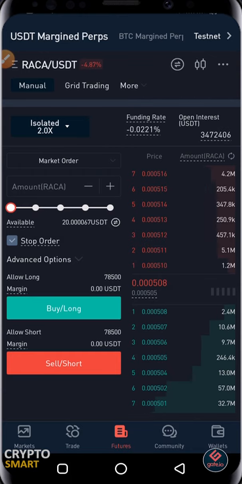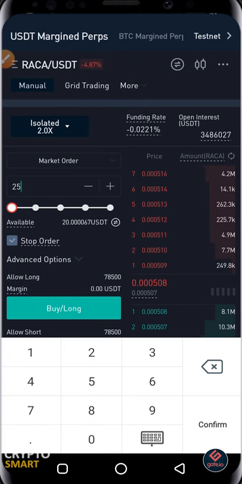The amount that I want to buy, I actually want to use just 5 USDT. So I select how much I want to use. 9% is 1 USDT. So let me say 25%. Let me just type in 25%.